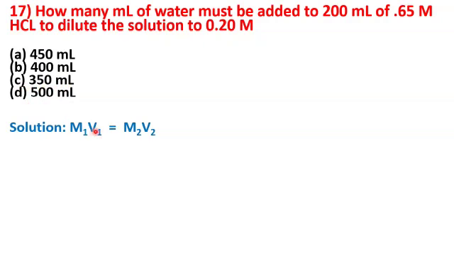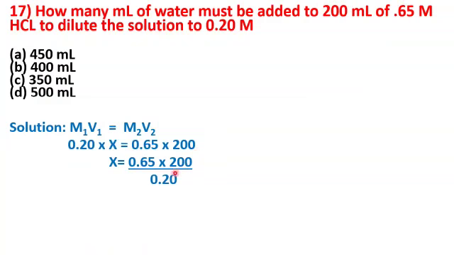So we know that M1V1 is equal to M2V2. So this is molarity and volume for one set of solution, and this is molarity and volume for the second set of solution. So first set I will take this set, that is 0.20 molar solution. So volume is unknown, that we have to calculate. Let us take it as X. Then M2 is 0.65 and having volume of 200 milliliter. Substitute and simplify, you will get the value of X, that is 650 milliliter.